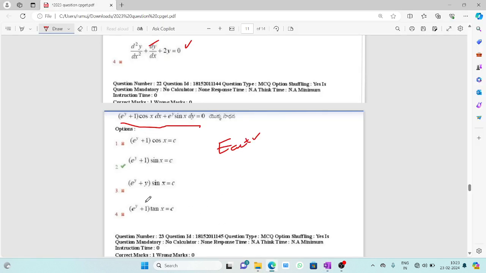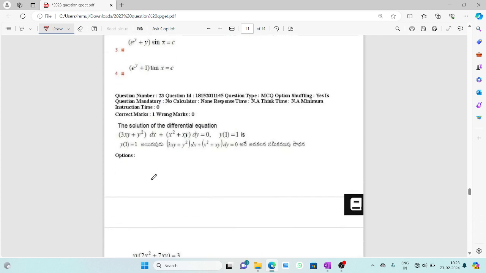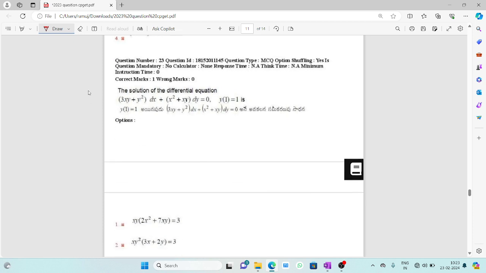The second option is the correct one for this question. So 23: the solution of the differential equation (3xy + y^2) dx + (x^2 + xy) dy = 0. He provided one initial condition also. So we have to solve the differential equation and apply the initial condition, the boundary condition, and we will get the answer.